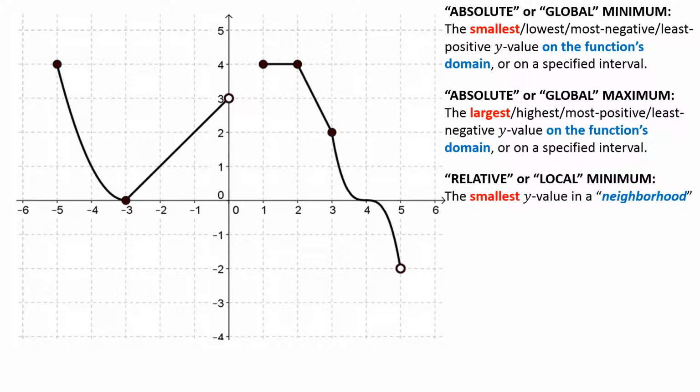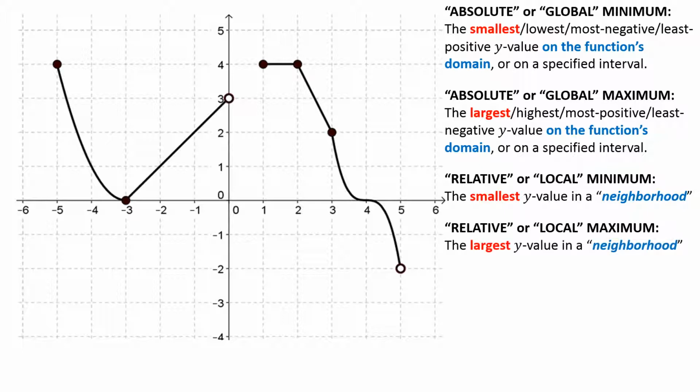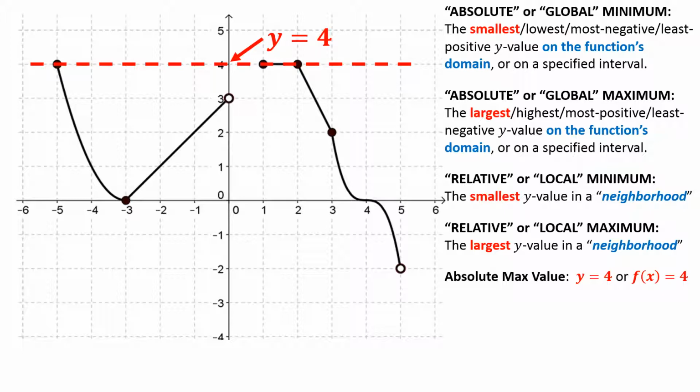And a neighborhood is just a small area around a point that we're interested in. You'll see that in just a moment here. A relative or local maximum is the largest y value in a neighborhood. So what is the absolute maximum value on this function? It's y equals 4. I have those three heavy points there, but also notice that I have an infinite number of points at y equals 4 between x equals 1 and x equals 2. That whole constant section right there is all y equals 4.